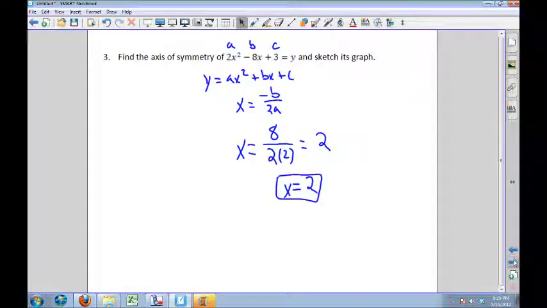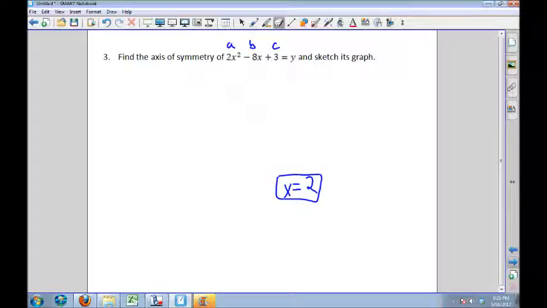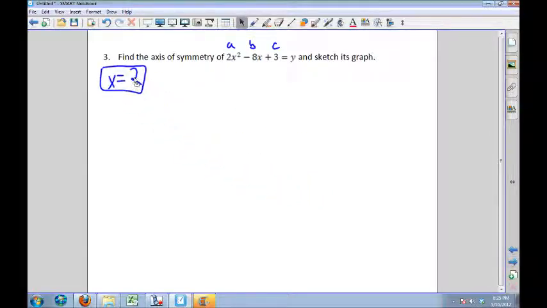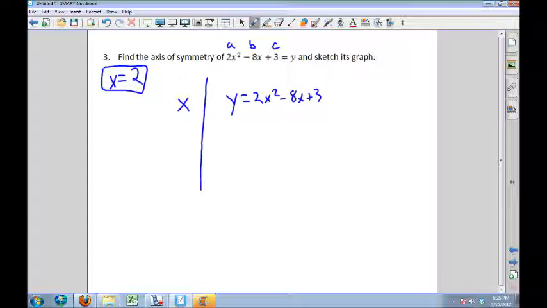If I was to sketch the graph of this parabola, what I would need to do next is make a table of values centered around this axis of symmetry. So I'm going to have x values and y values, which are equal to 2x squared minus 8x plus 3. My x values will be centered around 2. I'm going to go 3 points to the left, 1, 0, negative 1, and 3 points to the right, which is 3, 4, and 5.